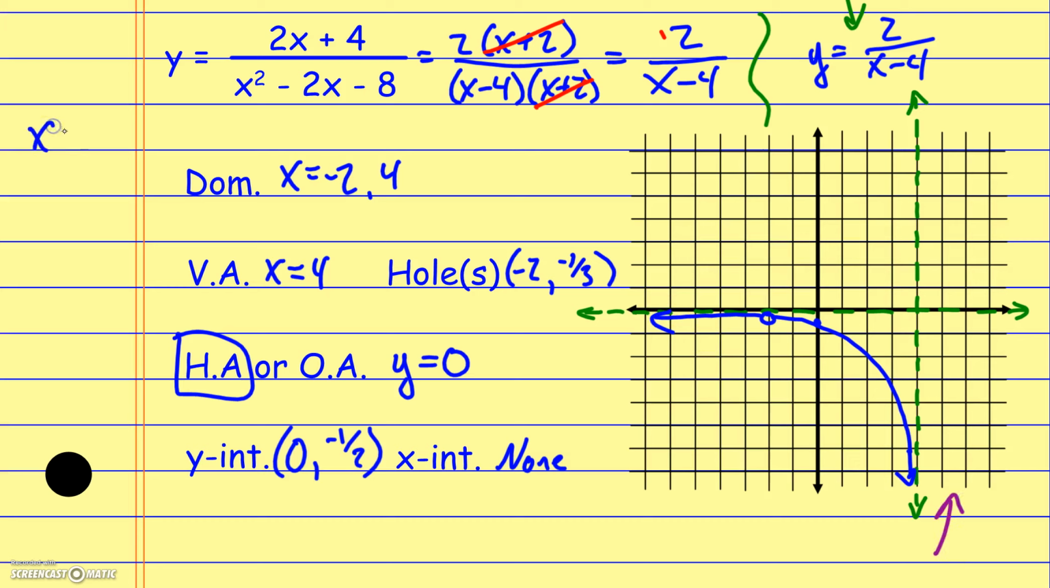Okay? And I just need to choose values over there on that side of the graph, so I'm going to choose something like a 5. I'm going to plug a 5 in. Again, plug it into the simplified version. You get 2 over 1, which is a 2. So I get the ordered pair 5, 2, which is right here. And now that's enough information to graph. I go through the point and hug the lines. And that's it. I'm just drawing a quick sketch of this thing. Okay?